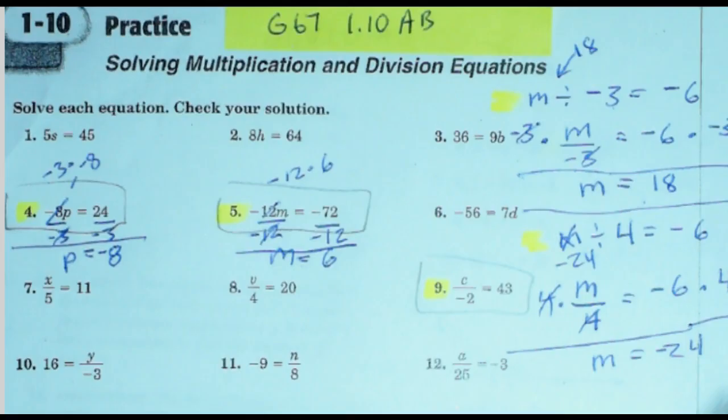All right, go ahead and take a look at this. I'm going to freeze this page so you can see these problems. Do problems 1 through 12 with the exception of the problems that I did on a sheet of paper, and you are good to go.